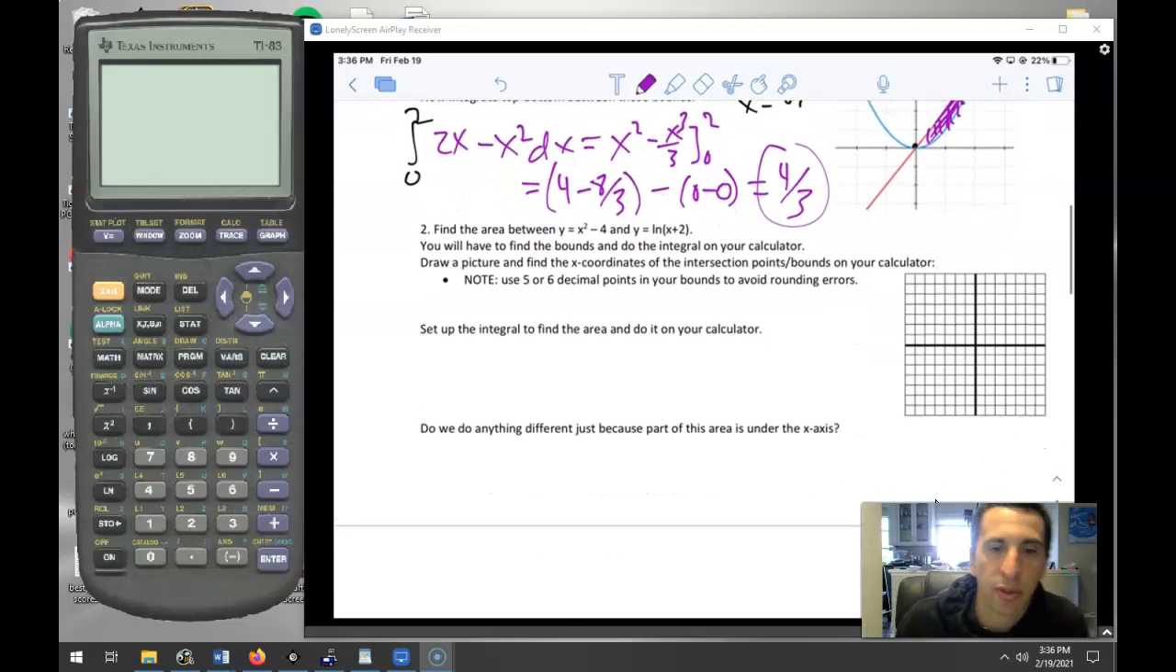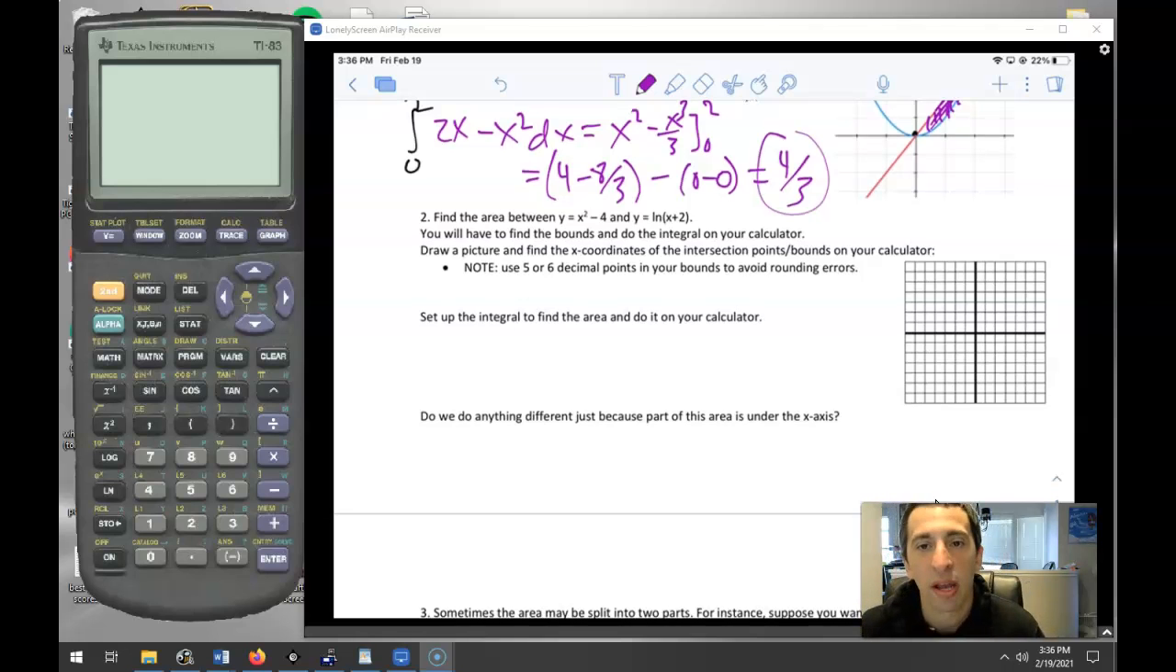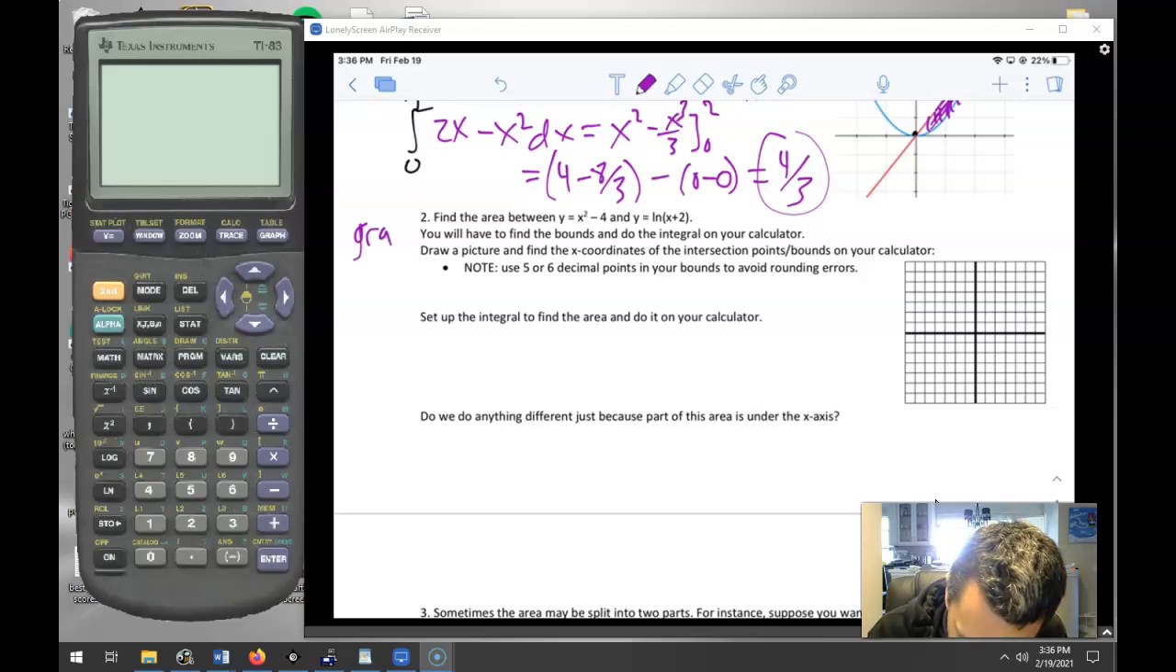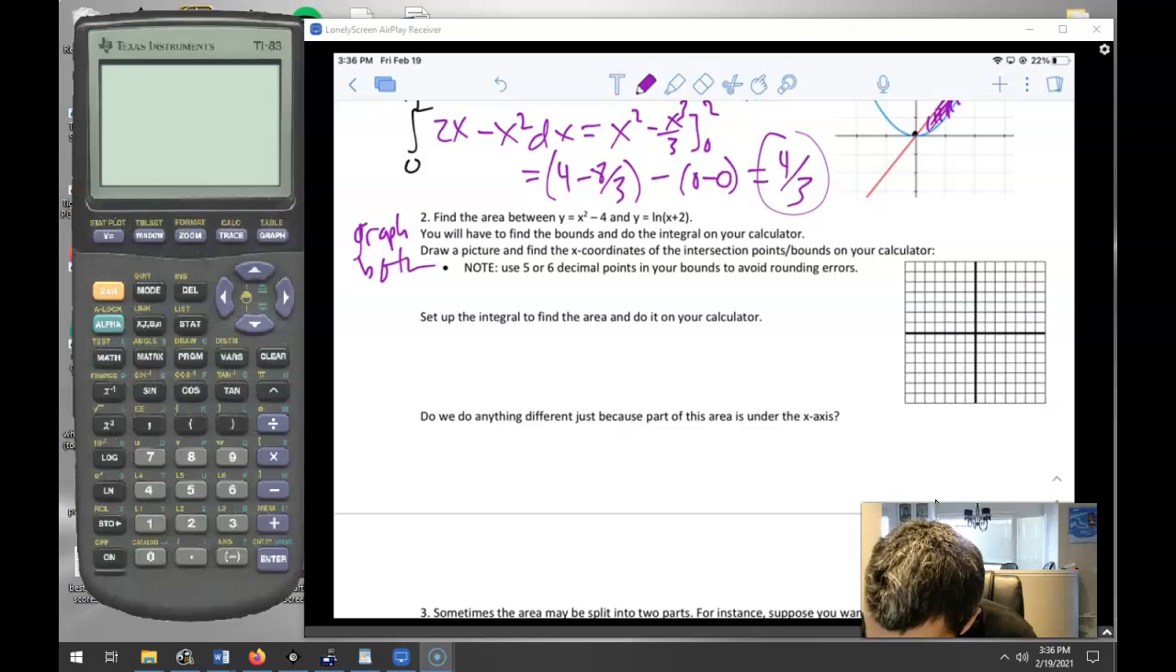So we have to find the area between y equals x squared minus 4 and the natural log of x plus 2. You may not know what these look like, so we're going to graph both. Y equals x squared minus 4 goes down 4 and looks like that. And as for ln of x plus 2, that makes a shape that looks like that. So the area which we're trying to find is here.